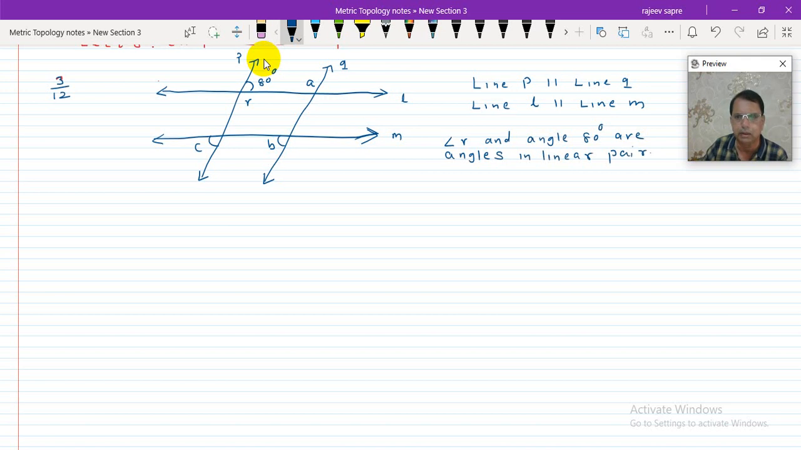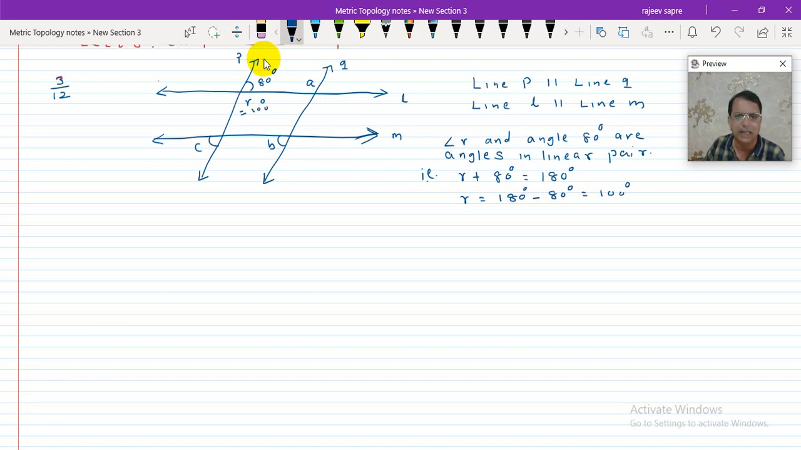I have given you the property: when two angles are in linear pair, their addition is 180. That is, R plus 80 degrees is equal to 180 degrees, because angles in linear pair are supplementary to each other. That means the measures of those angles, when you add them, give you 180. So R is equal to 180 degrees minus 80 degrees. So it is 100 degrees. I will say this R is 100 degrees.